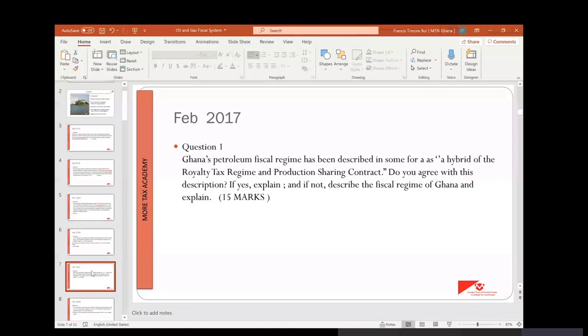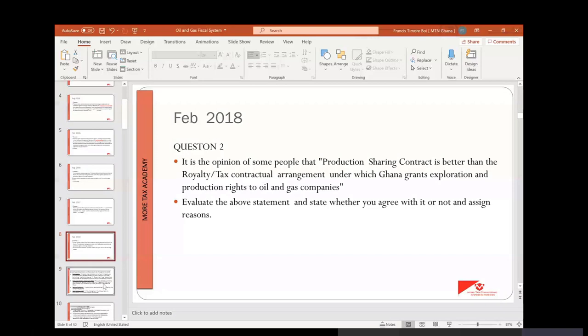Then in 2018, we also asked another question. It is the opinion of some people that production sharing contract is better than the royalty tax contract arrangements under which Ghana grants exploration and production rights to oil and gas companies. Evaluate the above statement and state whether you agree with it or not. This is just a repeat of the last one. So please, in exams, don't get confused. Just write the popular ones.